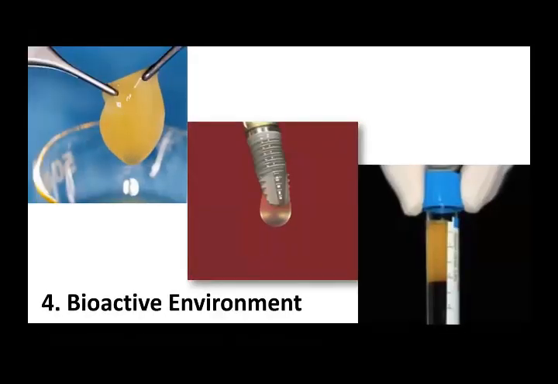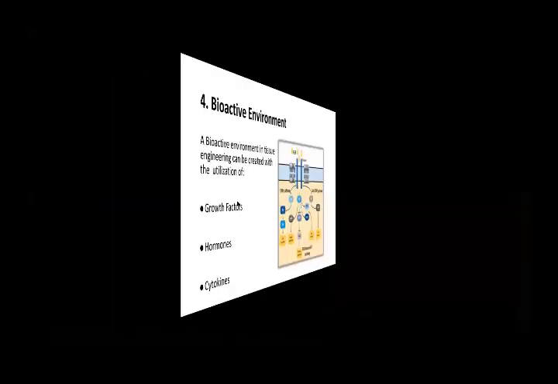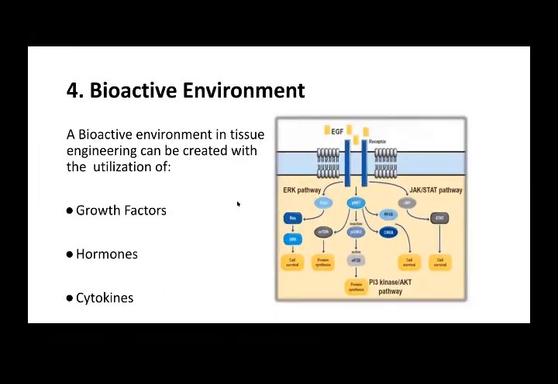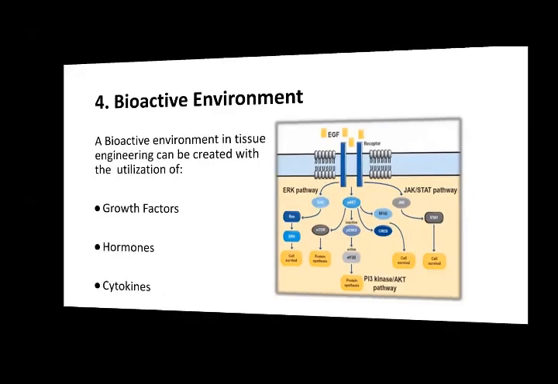Now, okay, the bioactive environment, the fourth part. The bioactive environment in tissue engineering can be created with the utilization of 3 main things: growth factors, hormones, and then cytokines. These are your 3 main components in promoting a bioactive environment for tissue engineering.